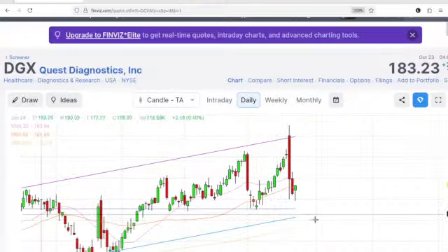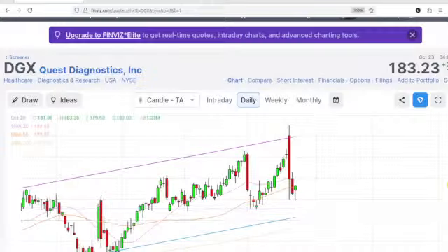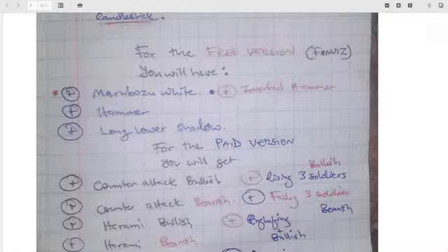But let me see if I can pull up TradingView. Because right now on TradingView, it's not really a good time to use it. But anyway, the best place to use it is Finviz. Yeah, Finviz. So that's what you want to do. Okay, you want to use it on Finviz.